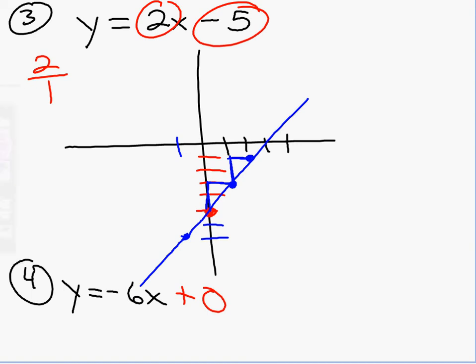So you would start, let me just put this one up real quick. You would start at 0 and then do your slope, right? So the slope is negative 6 over 1. You would come down 1, 2, 3, 4, 5, 6 over 1. Your graph would look like that. It would go through the origin. We call that the origin, where the two axes intersect. Okay? One last thing before we finish up.